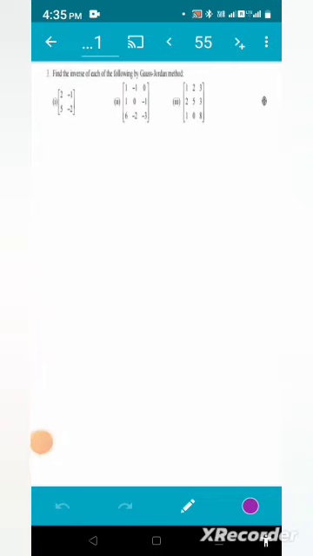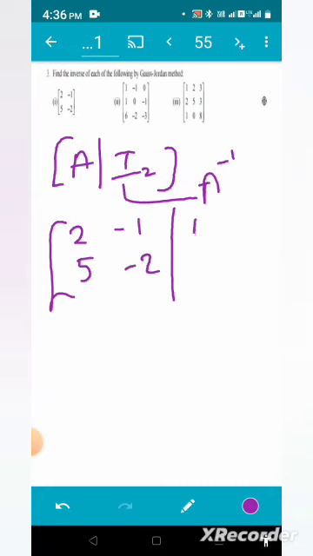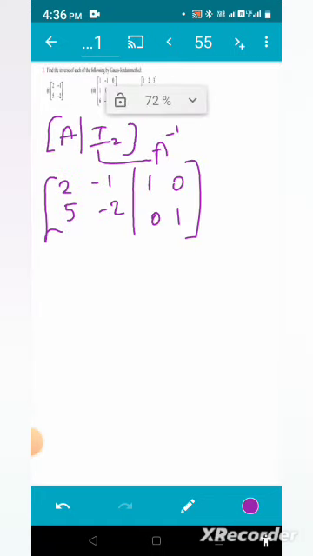The third problem is to find the inverse of each matrix by using the Gauss-Jordan method. This is a very easy one. The Gauss-Jordan method has one A matrix and one identity. From this we can easily find the A inverse value. So first we put the given A matrix, 2 minus 1 5 minus 2, and the matrix I2, 1 0 0 1. This is the I2 matrix, the identity 2 matrix.